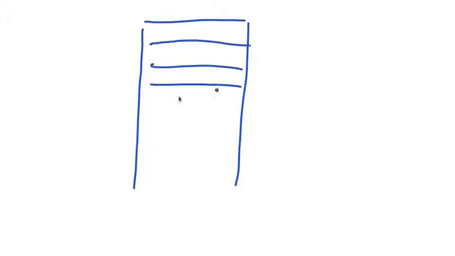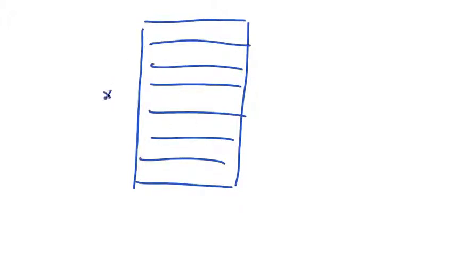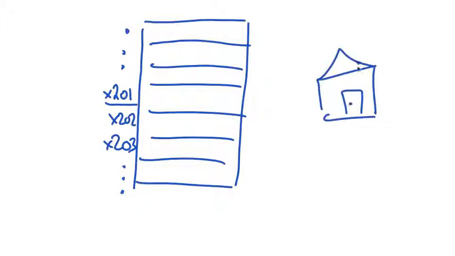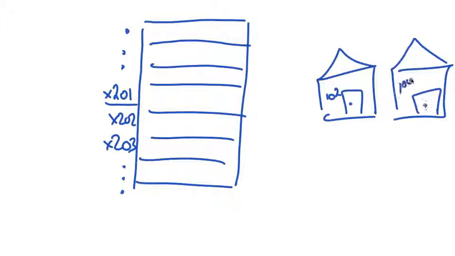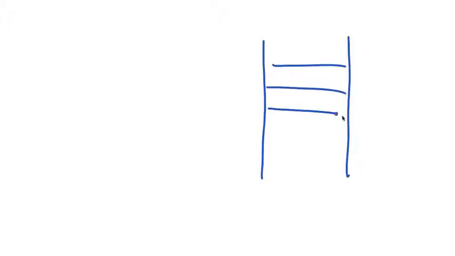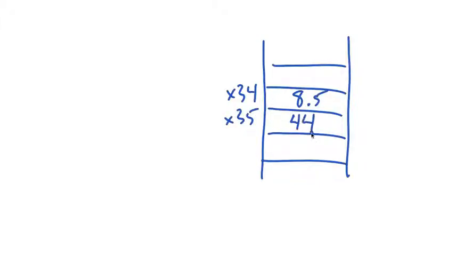For the purposes of this course, we'll think of computer memory as being a very long list of storage locations, each of which has a unique number called a memory address. We will usually write memory addresses with an X prefix so that they look different from other numbers. X201 is memory address 201. You can think of these memory addresses as being much like house numbers on a long street. As we've said, values are stored in computer memory, so the number 8.5 might be at memory address X34, and the number 44 might be at memory address X35.